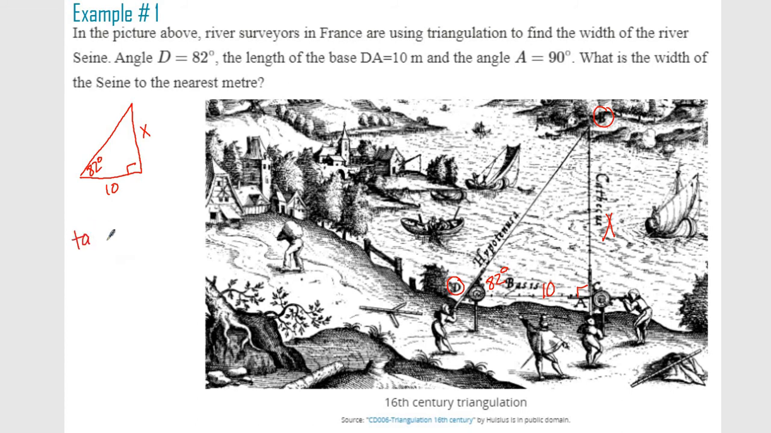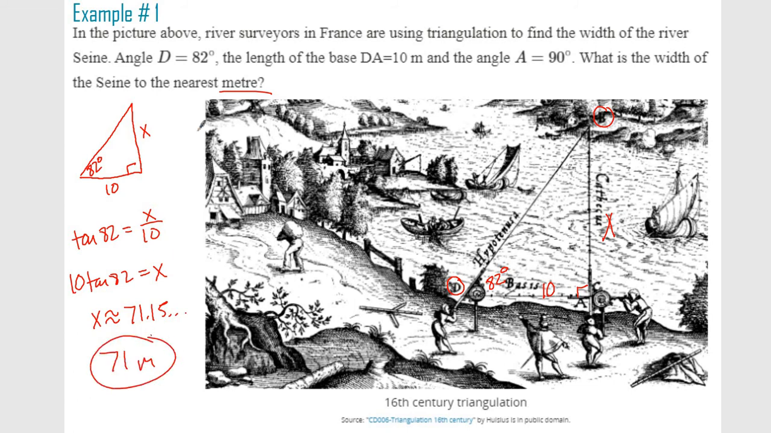So tangent of 82 is x over 10. So we do 10 times the tangent of 82 to get x. And we get x is approximately 71.15. We round to the nearest meter, so that's going to be 71 meters. Okay?